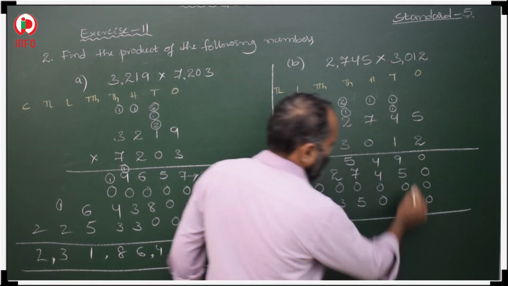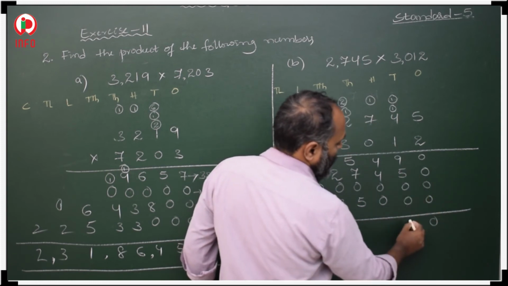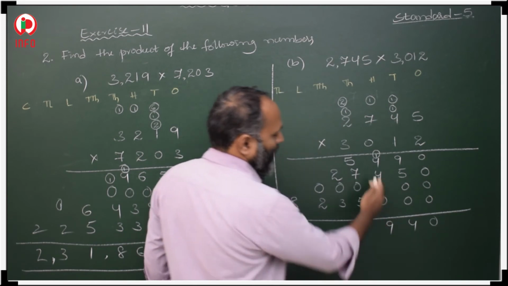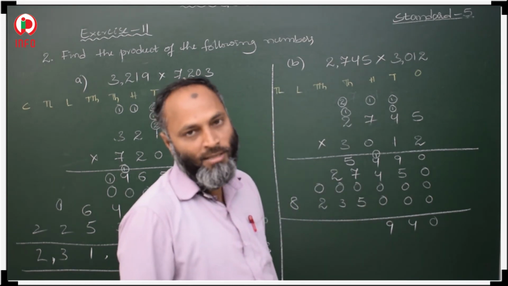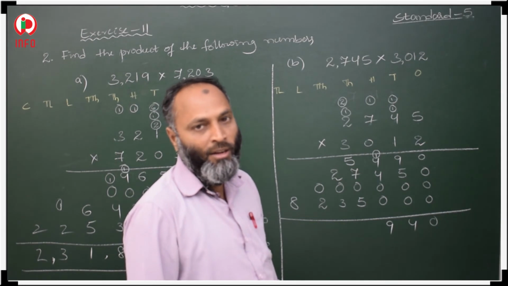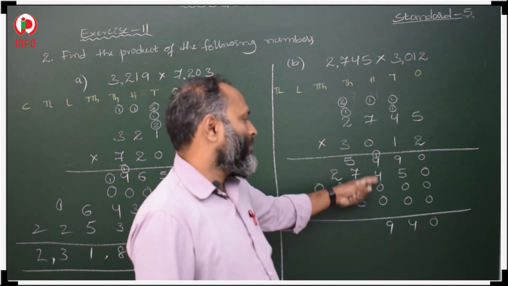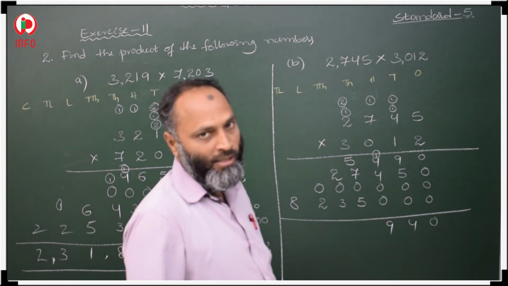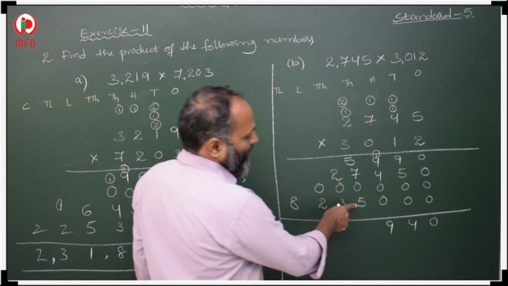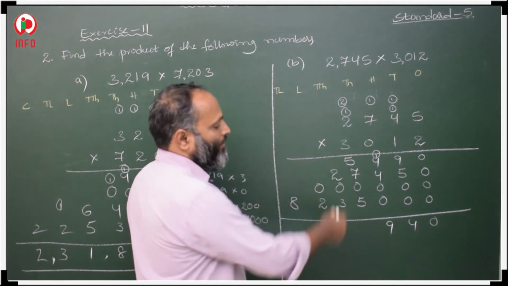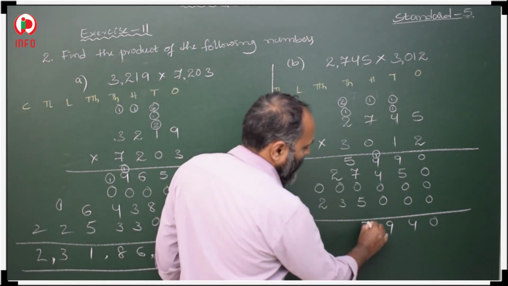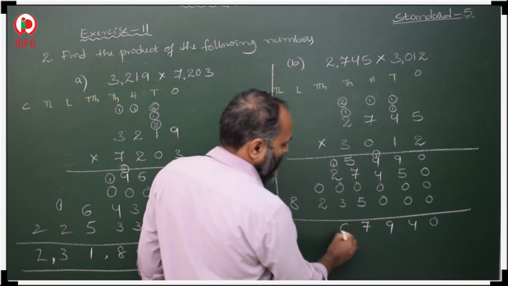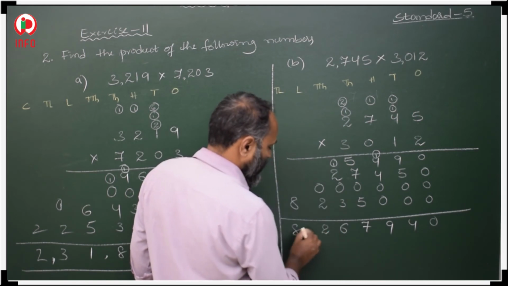Then what is the product? 0, 9 plus 5 is 14, 4 plus 4 is 8, 8 plus 1 is 9. All are zeros, no need to take that 0. Why? Because if we add 0, the same number itself will come, so that is why we are not including these zeros. 5 plus 7 is 12, 12 plus 5 is 17, 7 and 1 carried. 3 plus 2 is 5, 5 plus 1 is 6, and 2 and 8.